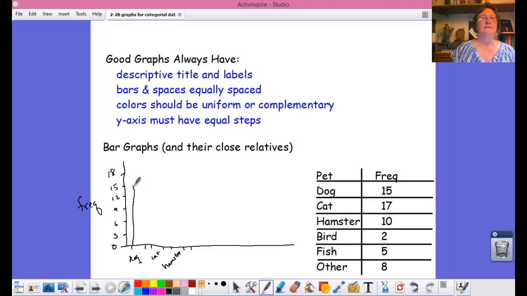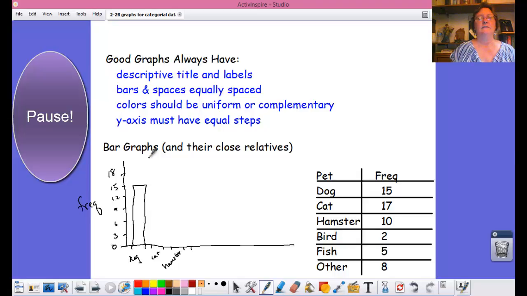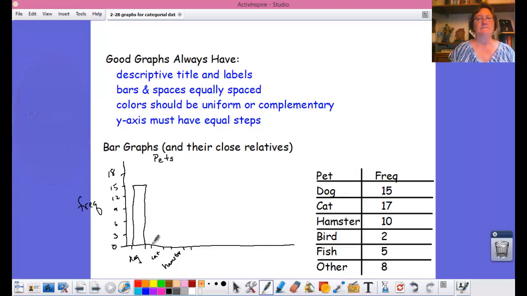We had 15 dogs, or homes that have dogs, which reminds me, I need to have a title. I'm going to call this Pets. Alright, and I'm going to ask you to pause the video and complete that graph, please.